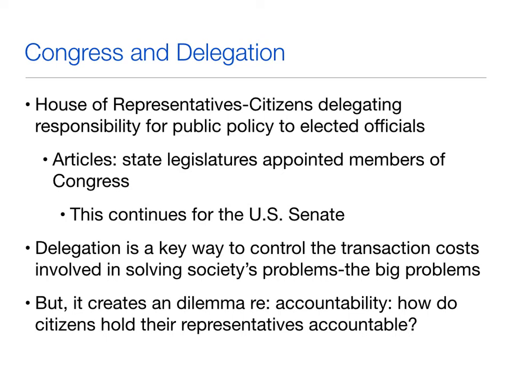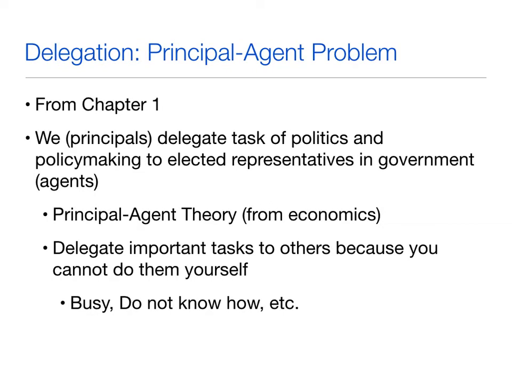But this solves the really high transaction costs of doing business under the Articles, but it creates a new problem. It creates a problem about accountability. How does the citizenry hold these elected representatives accountable? So what you have is a new system of delegation that solves the transaction problems and potentially the coordination problems under the Articles, this new system of directly elected government. But the problem is that we now have a system of delegation.